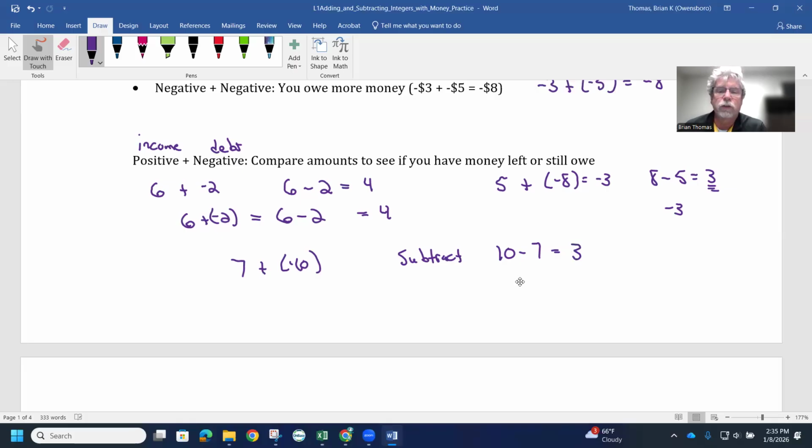But the question is, in the end, am I going to have income or am I going to have debt? And that's where, again, you've got to go back and compare. Since I had more debt, my answer has to be debt. So the answer has to end up being a -3. So when it comes to adding a positive and negative number, notice how it starts to turn into a subtraction problem. But then we have to decide whether the answer is a positive or a negative. So we'll talk more as we move forward on some rules.